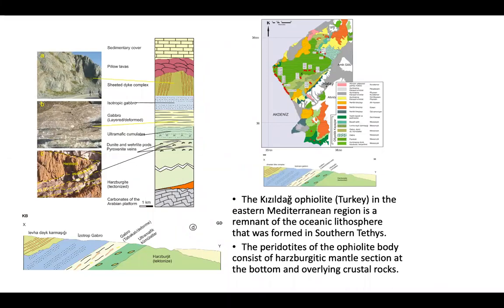Kızıldağ ophiolite is composed of the mantle and crustal rocks exhumed during the closure of the Tethyan oceanic crust. The main body of the ophiolite extends 30 kilometers in a northeast-southwest direction along the eastern coast of the Mediterranean Sea, and consists of a serpentinized harzburgite and mantle peridotite core overlain by gabbros, sheeted dikes, and extrusive rocks.